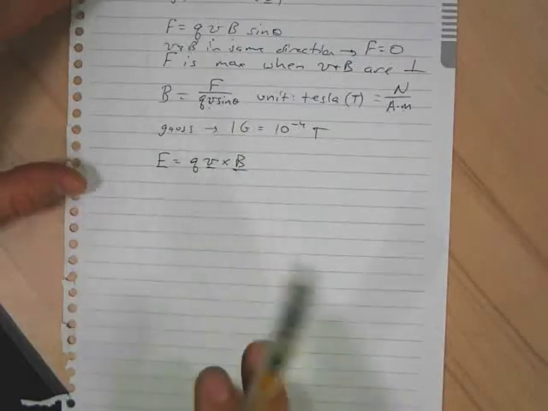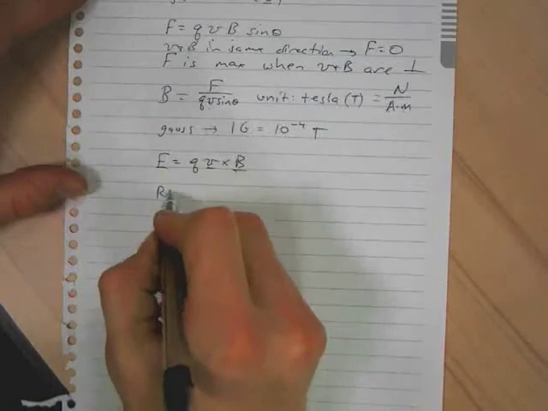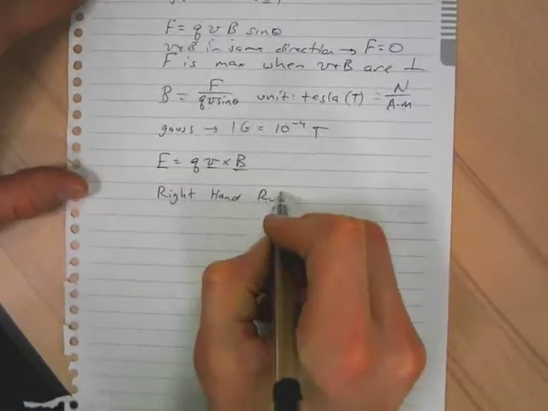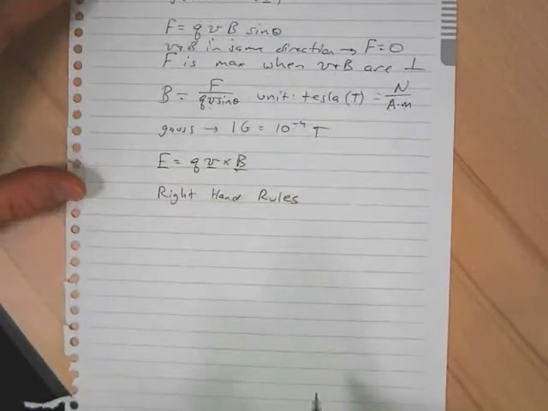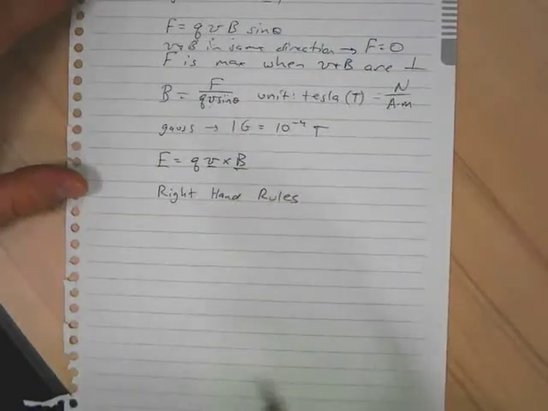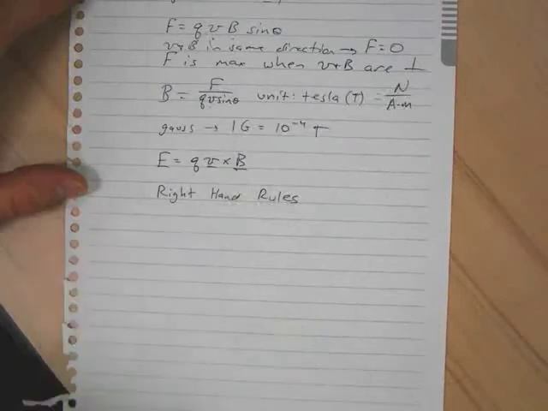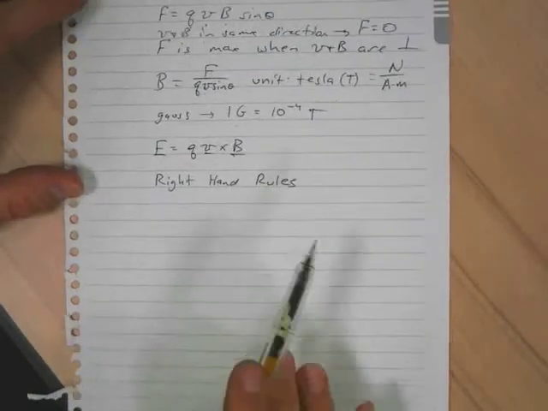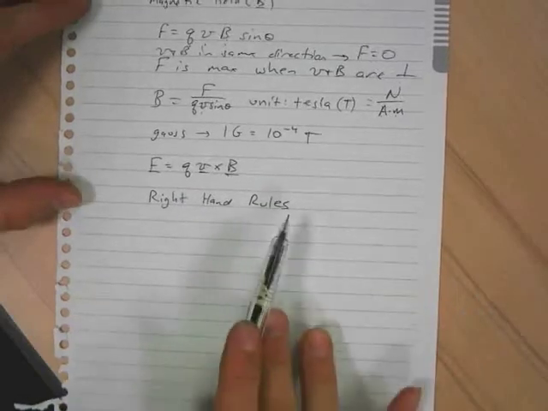We do that using the right-hand rule, which we talked about when we were doing rotational stuff, torques and whatnot. So the velocity will have some direction, the B field will have some direction, and we can figure out the direction of the force based on that.